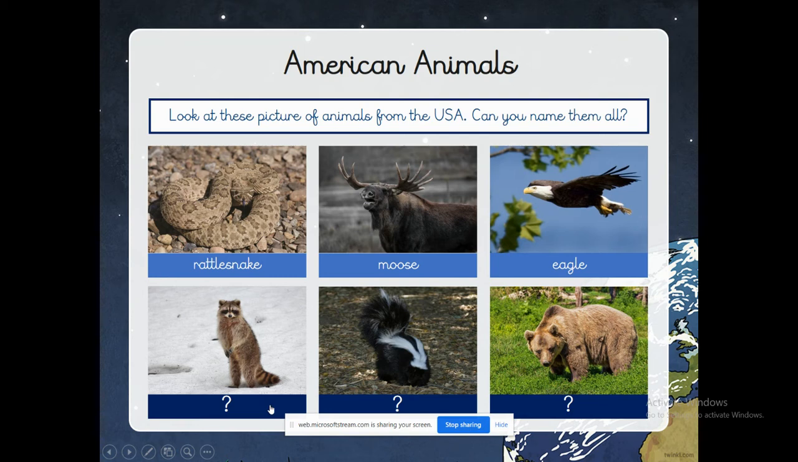Down in the bottom left, we have a raccoon. In the middle, at the bottom, if I told you this one's quite smelly sometimes, you might be able to guess, it is a skunk. And over at the bottom right, we have the brown bear. Very different from the kind of animals that are roaming around in our countryside.